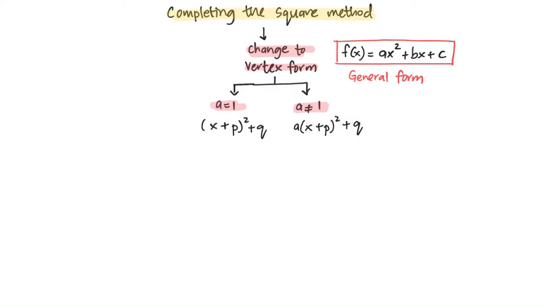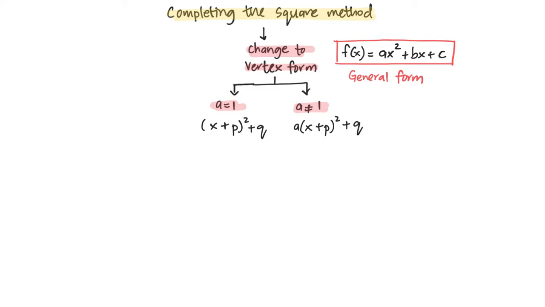In this video, we're going to discuss the completing the square method. The completing the square method is used to change a quadratic function from the general form to vertex form. This vertex form is very useful when we want to sketch later on. But let's focus on how to do the completing the square, how this method works.